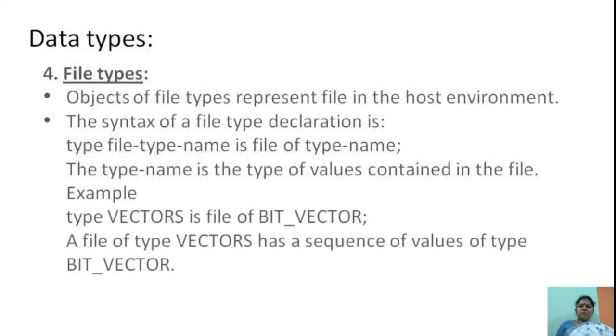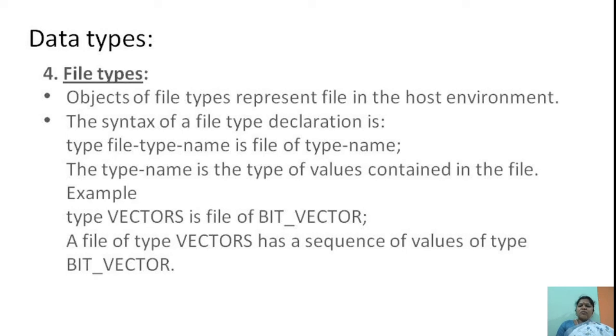Next one, the last one of the data types, is the file type. So what is a file type? File data types are used for object representation of files in the host environment. That is the use of file data types. So the objects of the file data types represent the file in the host environment.